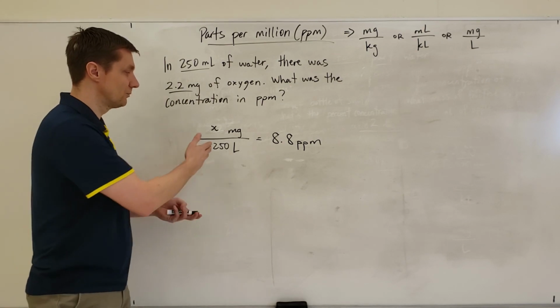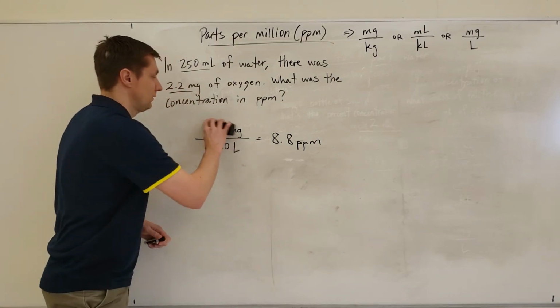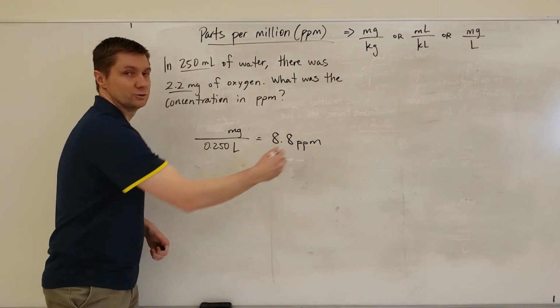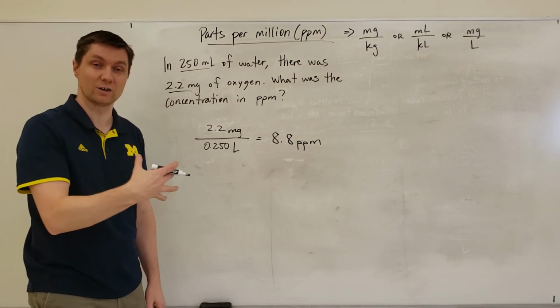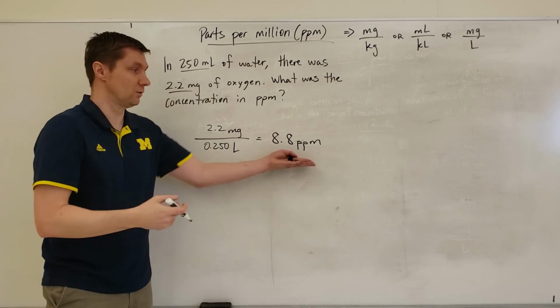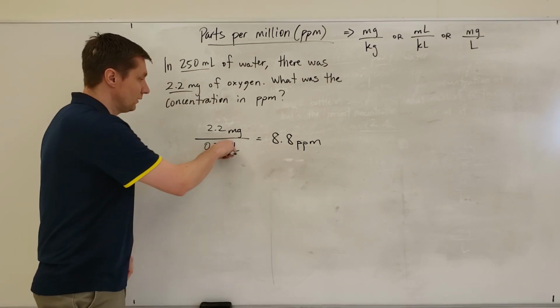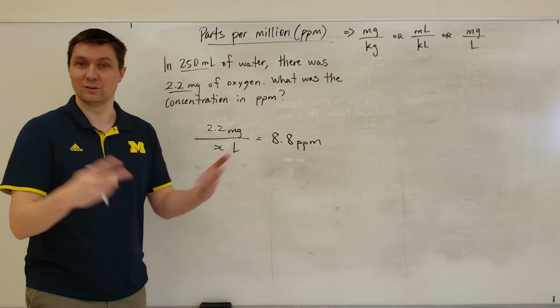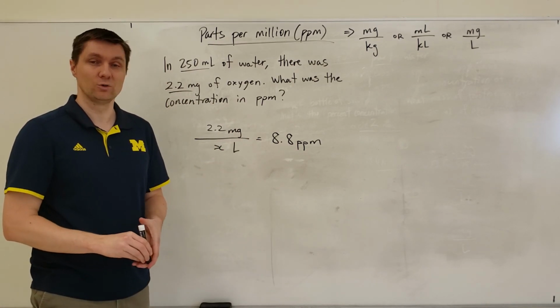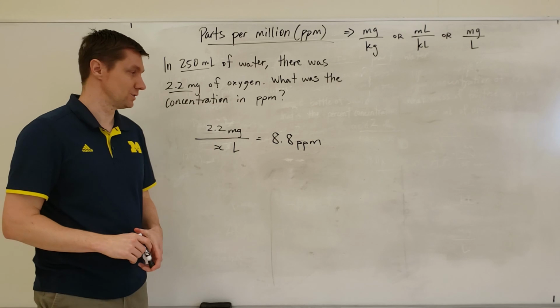They also might give you the concentration of the oxygen and say you had 2.2 milligrams of oxygen, how much water would you need in order to get that concentration? Then you would set it up like that, where that would be your x value, and then you'd solve for x there. Those are the only ways that they can ask you questions about this.